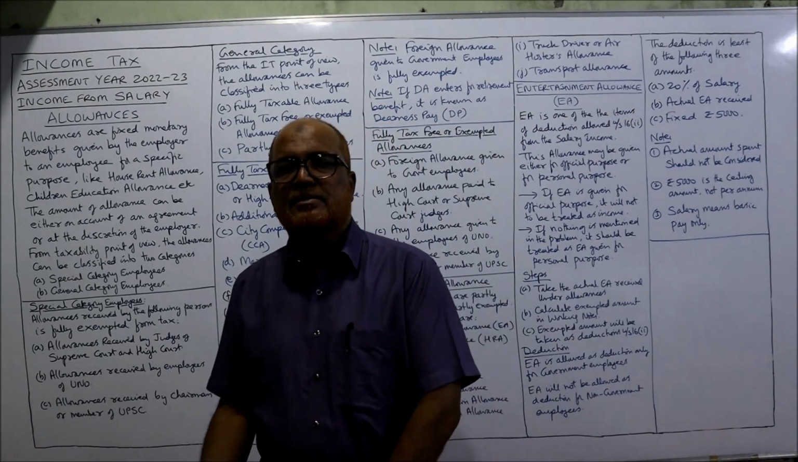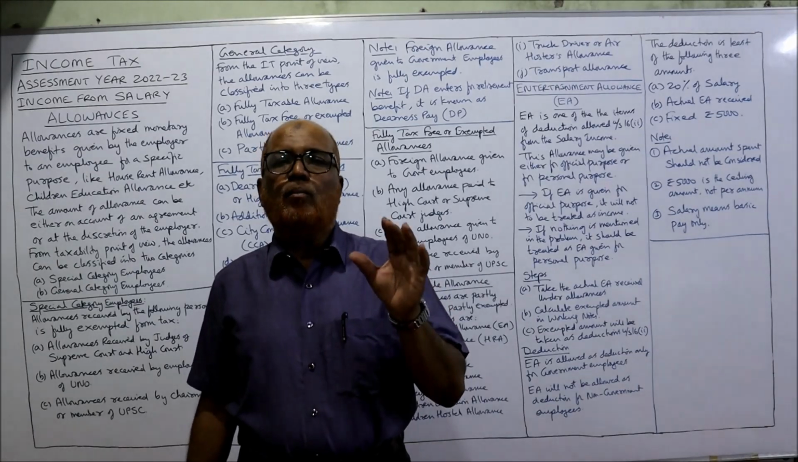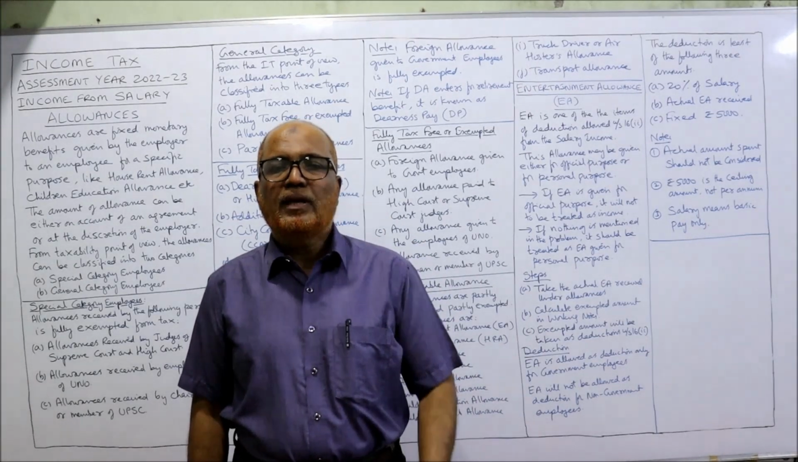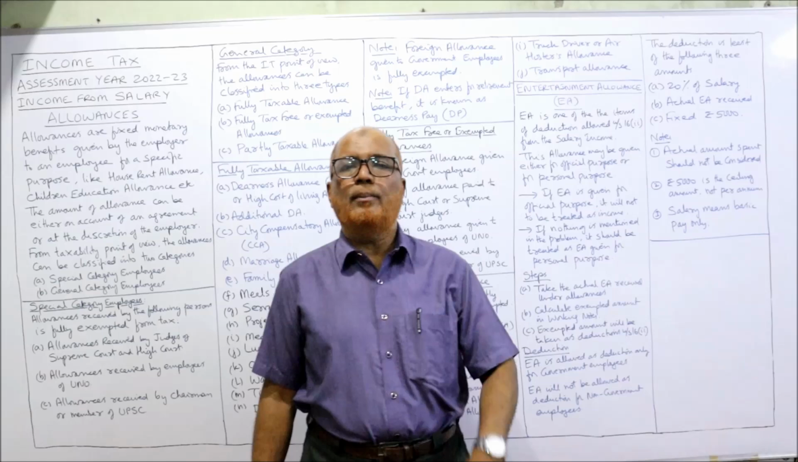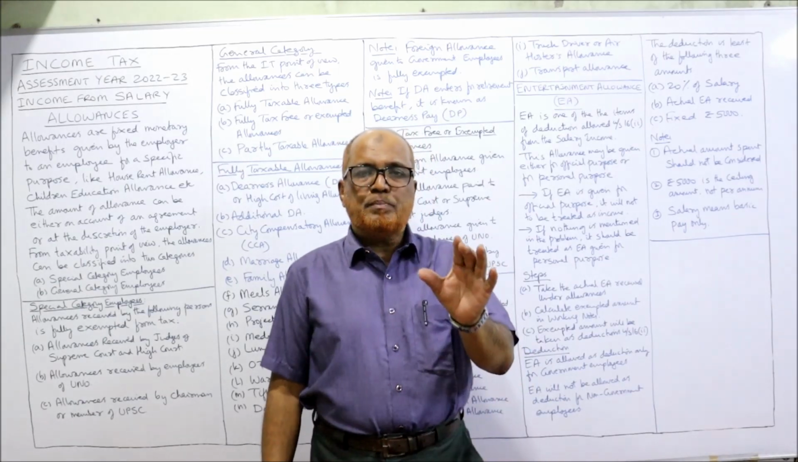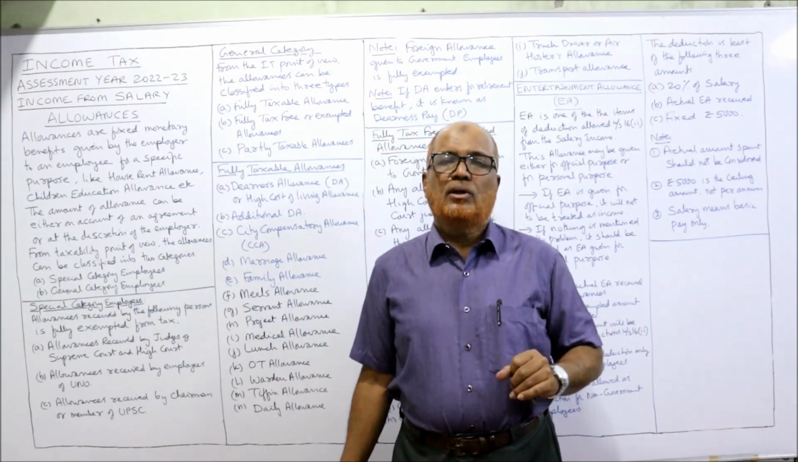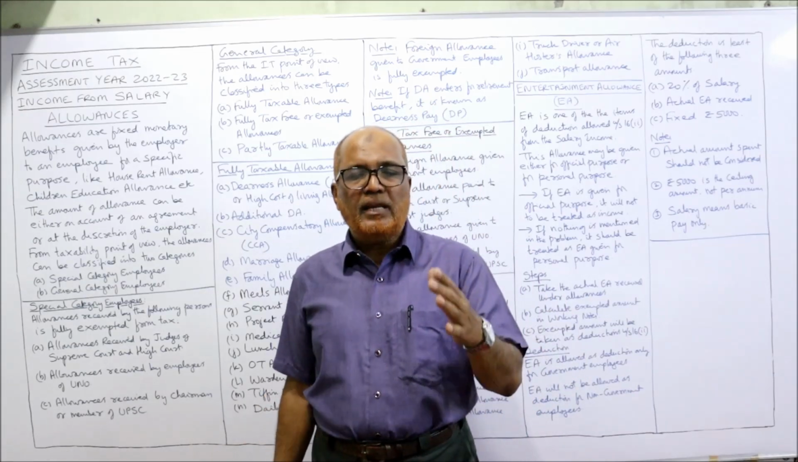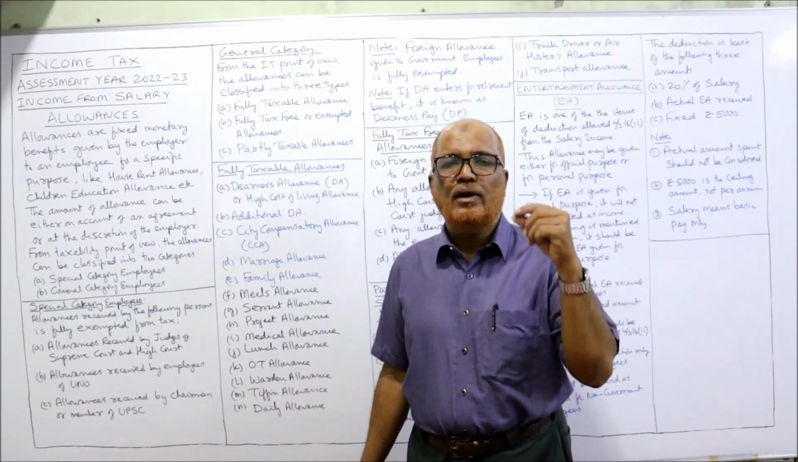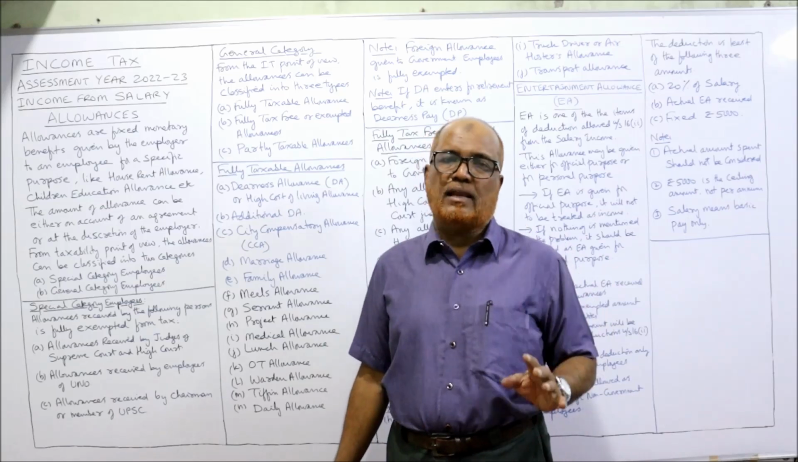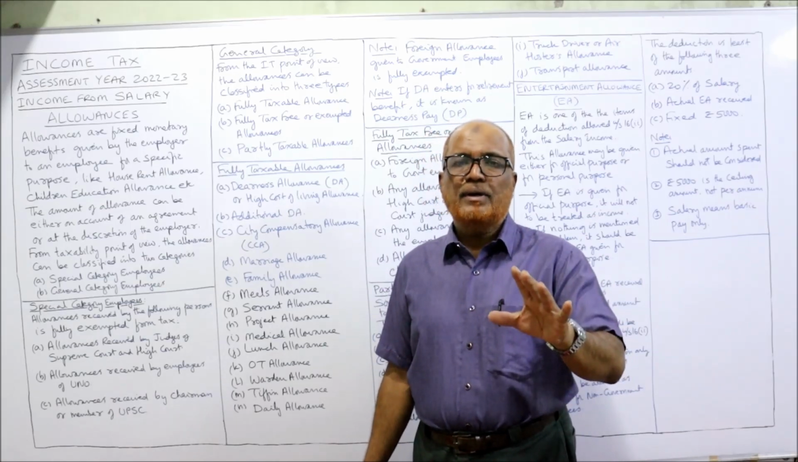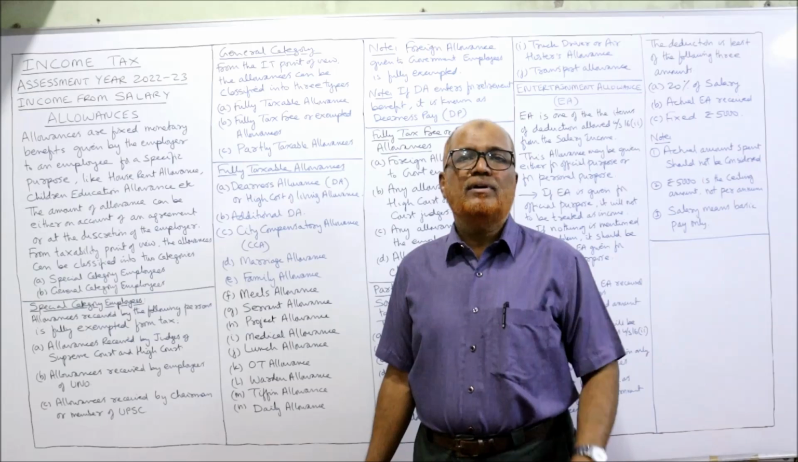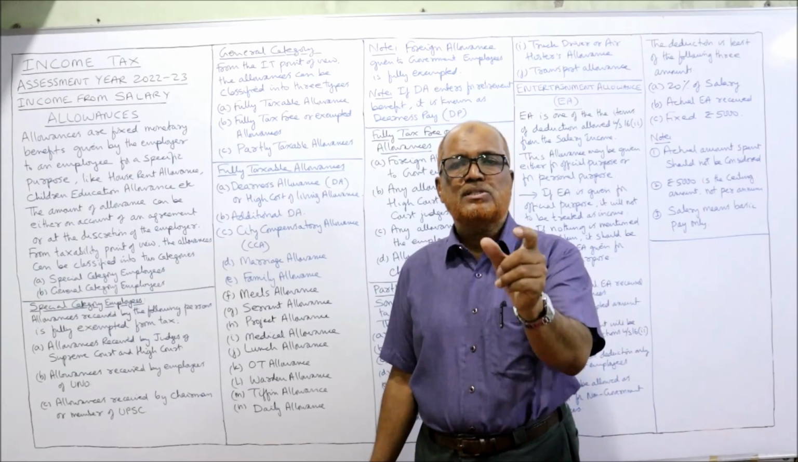Now, allowances. Allowances are the monetary benefits given by the employer to employees for a specific purpose. Normally, many employers give a monetary benefit along with the basic salary. Along with the basic salary, they will give some allowance for a particular, specific purpose.